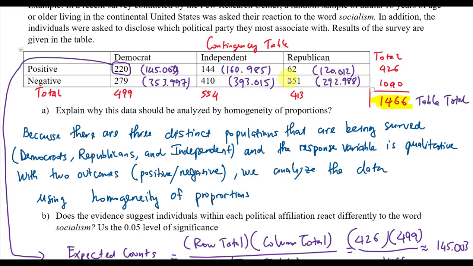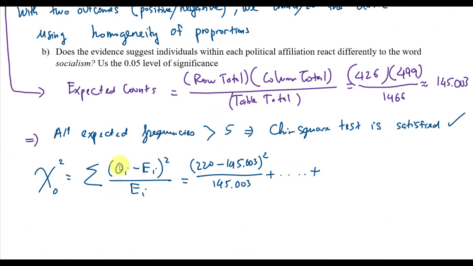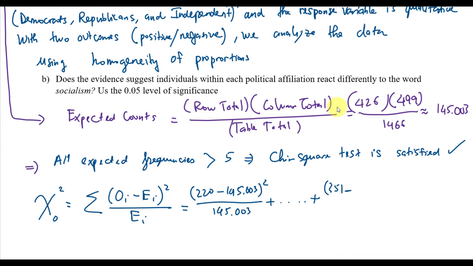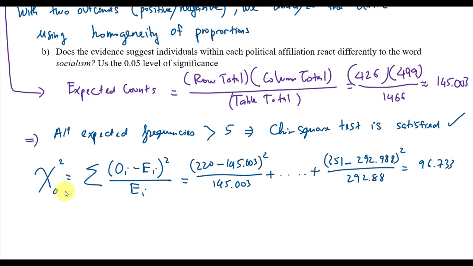The last one, the observed value is 351. O_i is 351 minus the expected value 292.988, 292.988 squared, the whole thing, and then divide by 292.988. And that would give me 96.733. And the degree of freedom is my next value that I need to find.